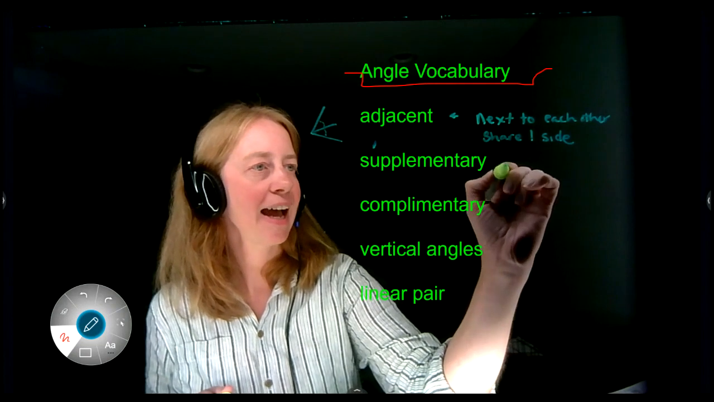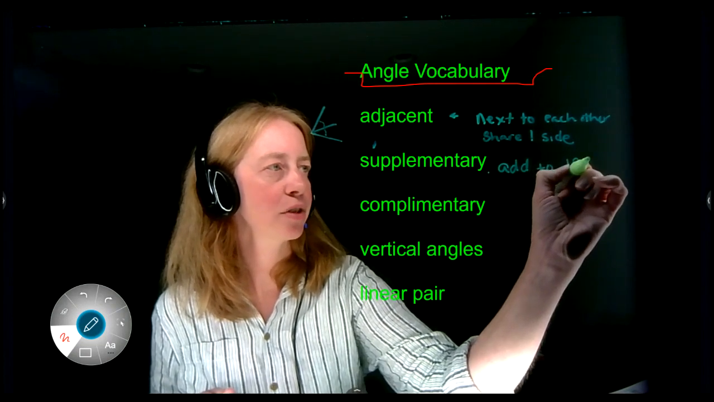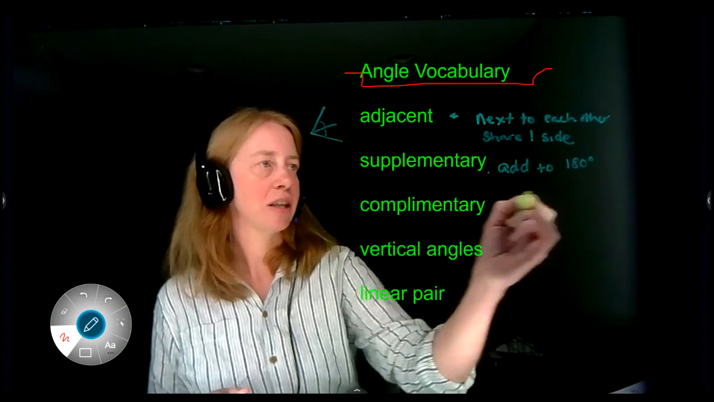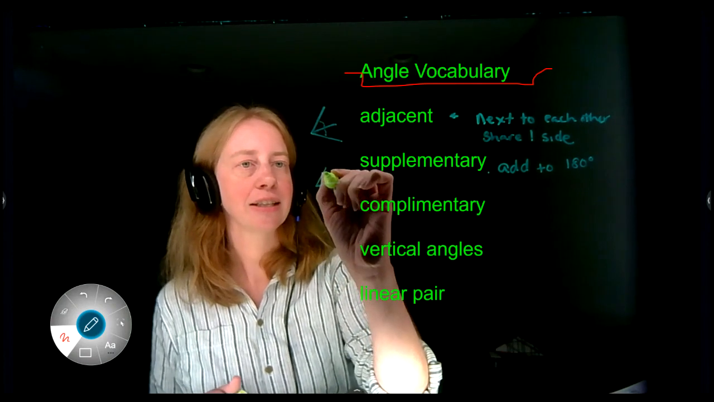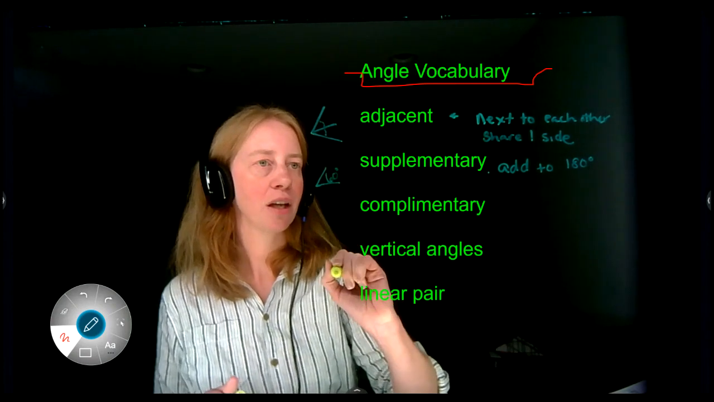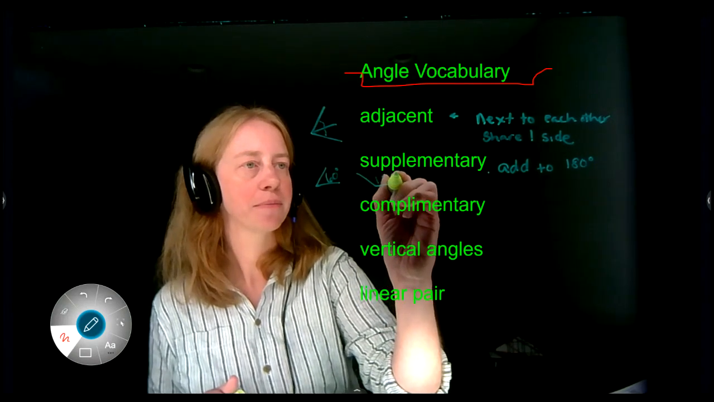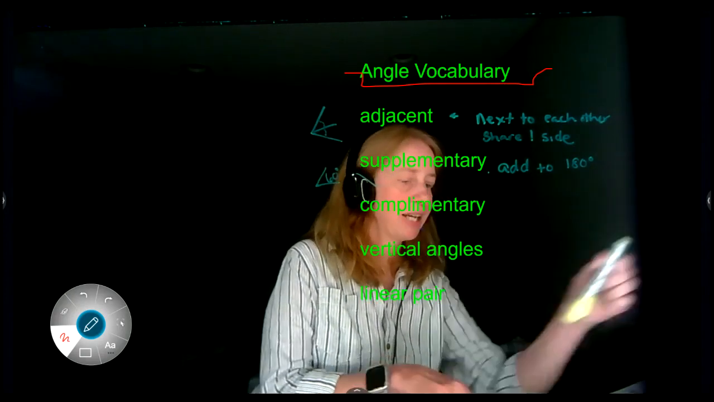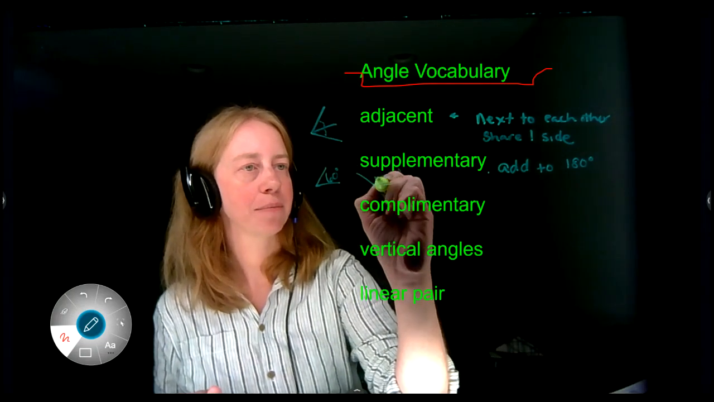Supplementary means that they add to 180 degrees. Okay, so supplementary angles, this one could be, let's say this angle is 60 degrees and this angle is 120 degrees. Those are supplementary angles because they add to 180.